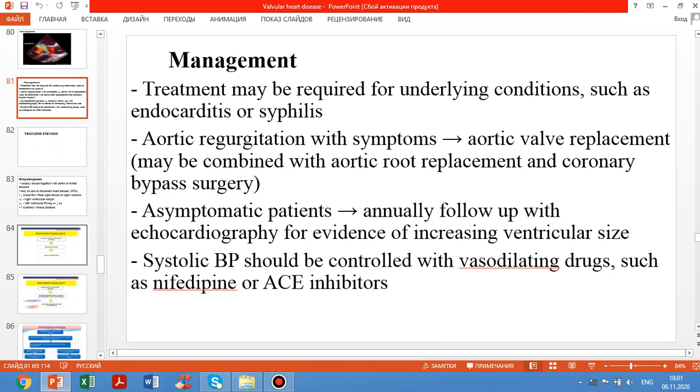Management. Treatment may be required for underlying conditions such as endocarditis or syphilis. For aortic regurgitation with symptoms, aortic valve replacement may be combined with aortic root replacement and coronary bypass surgery. Asymptomatic patients are followed up annually with echocardiography for evidence of increasing ventricular size. Systolic BP should be controlled with vasodilating drugs such as nifedipine or angiotensin converting enzyme inhibitors.